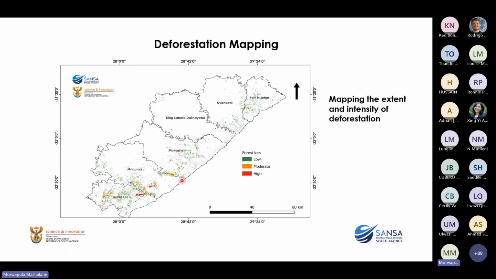So as you can see, this is basically from the coastal provinces in South Africa, which is called Eastern Cape. So we're just mapping the coastal forest, that indigenous forest. So we can see the moderate, which is orange, and see the areas where there's low deforestation. But the areas where there's high deforestation is mainly because of urbanization.